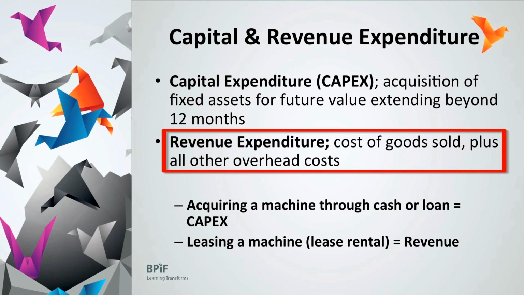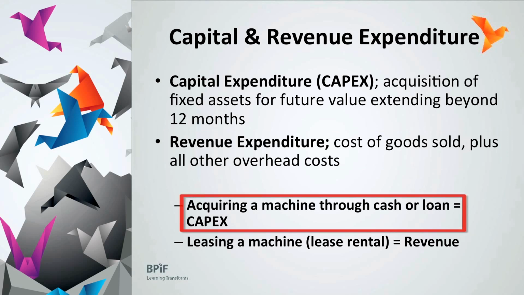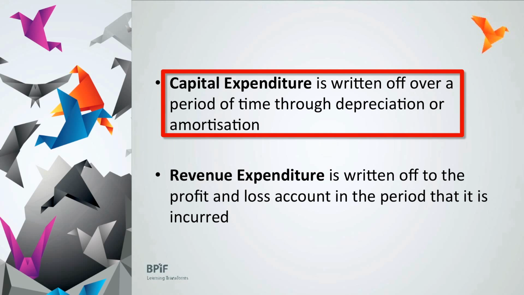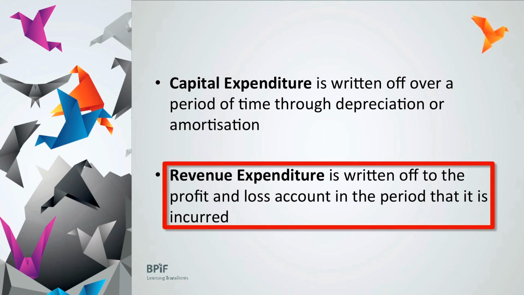And revenue expenditure are really your cost of goods sold plus all the other overheads which we looked at in the P&L. So if we're acquiring a machine through cash or loan, then that would definitely go as CapEx if it meets the minimum quantum. But if we're leasing that machine and it's just on lease rental and we're never going to own it, then it will always go to P&L. I'd say capital expenditure is written off over a period of time through depreciation or amortisation. And revenue expenditure is always written off to the profit and loss account in the period that it is incurred.